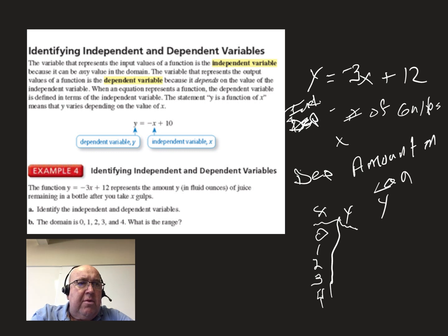At 0, our y value is going to be 10. After 1 gulp, our y value is going to be 9. After 2 gulps, our value is going to be 8. 3 gulps, our value is going to be 7. And then 4 gulps, our value is going to be 6.